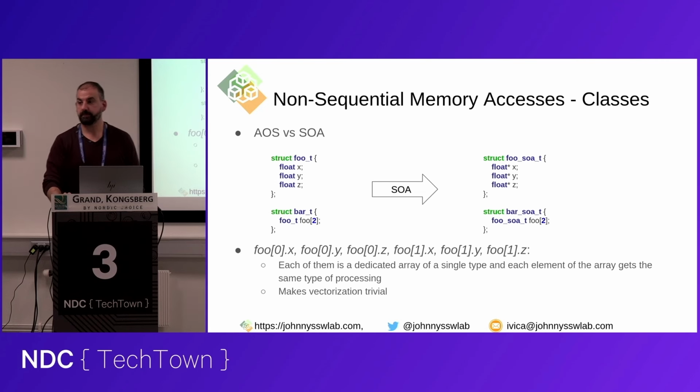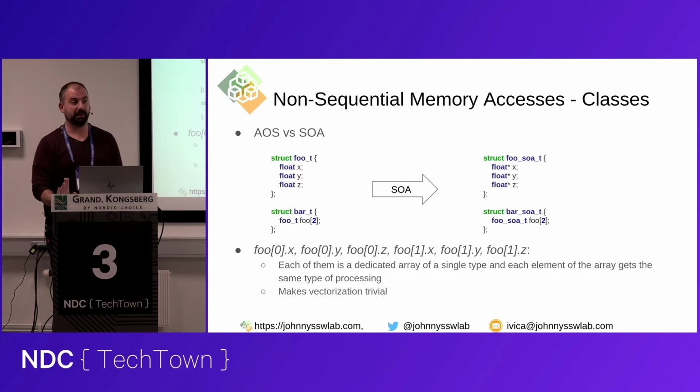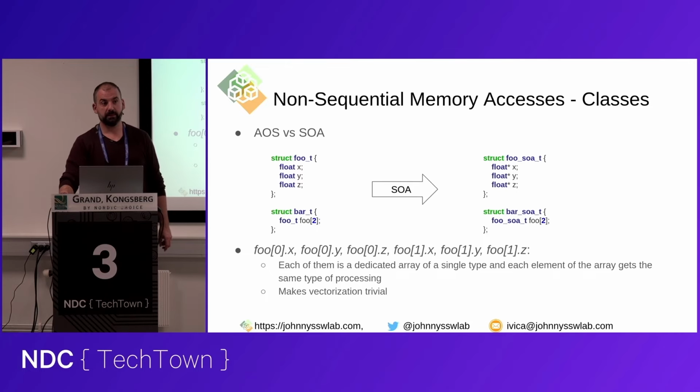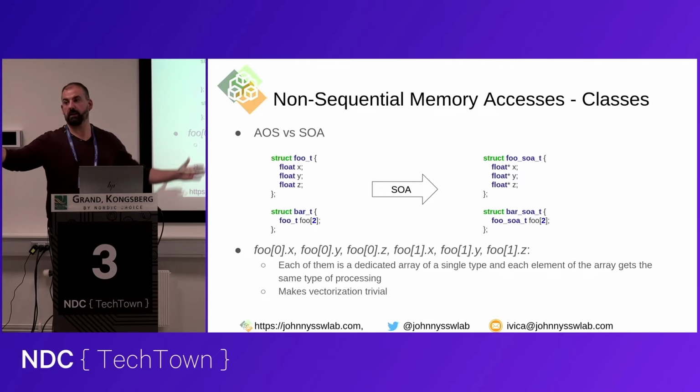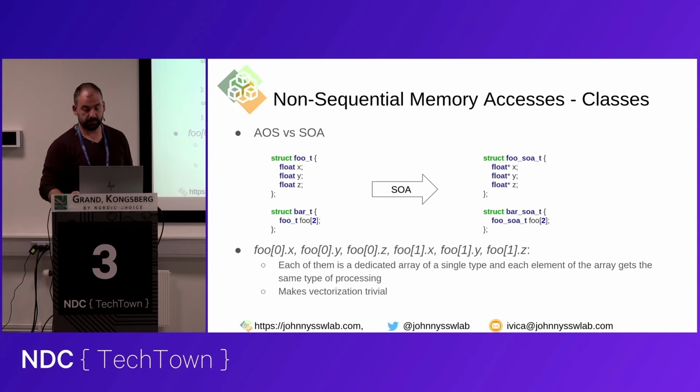Yes? Do math libraries like Eigen do this by default? I don't know. I never used Eigen, so I don't know. Maybe somebody from the audience knows. No. Okay. Matrices are typically just arrays of floats or doubles, whatever data types. They're not arrays of classes, as far as I understand.